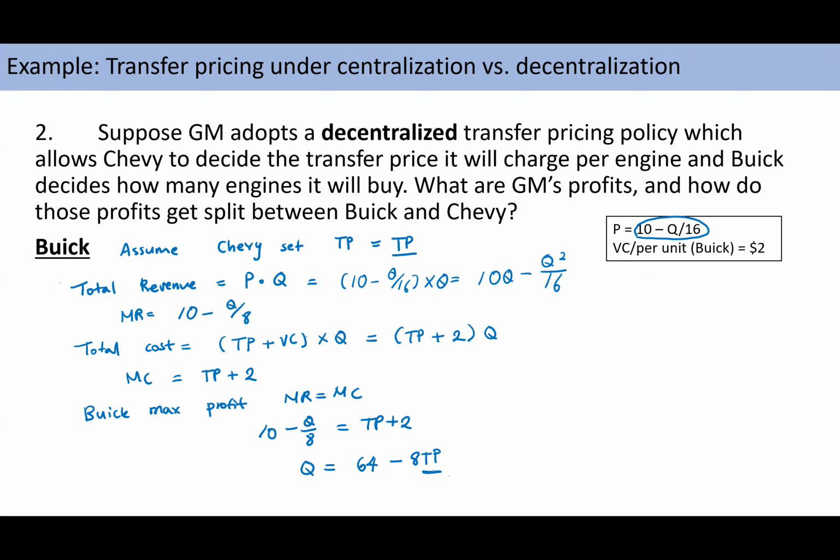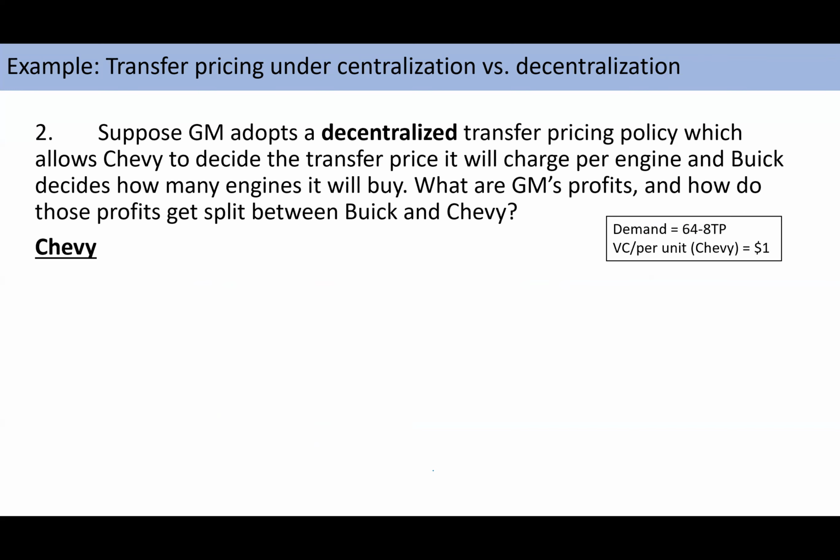So now that we have the quantity that Buick will order based on the transfer price that Chevy sets, we can look at what Chevy will do and what transfer price Chevy will set. So here, Q equals 64 minus 8 TP. This is how many engines Buick will order given the transfer price.